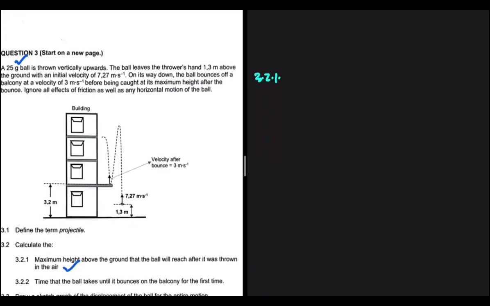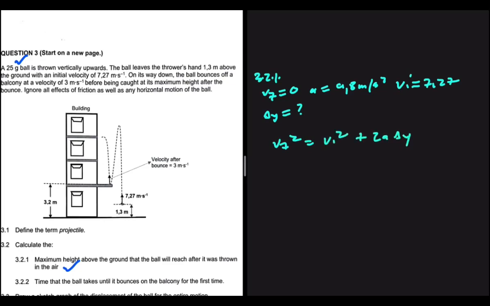Right, so we're looking for the maximum height above the ground that the ball will reach. As soon as I hear maximum height, I know that Vf is equal to 0. Our acceleration is constant, that is 9.8 meters per second squared upwards. What is Vi, the velocity at which the ball was thrown? Vi is 7.27. What else do we need? We're looking for delta y. This is our unknown. With these four variables, which equation can we use? We can use Vf squared is equal to Vi squared plus 2a delta y.